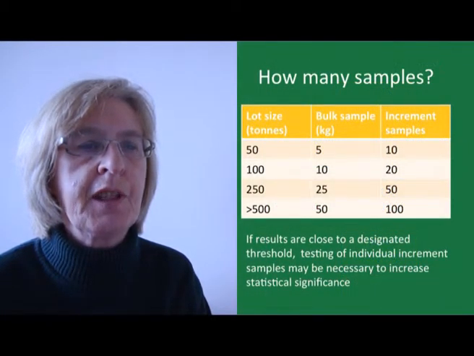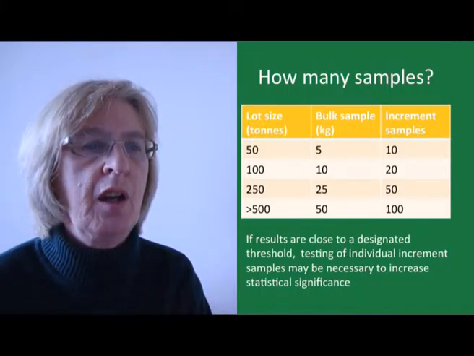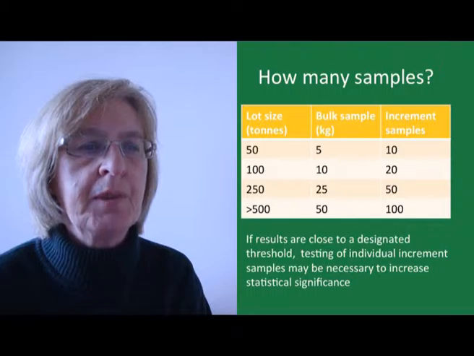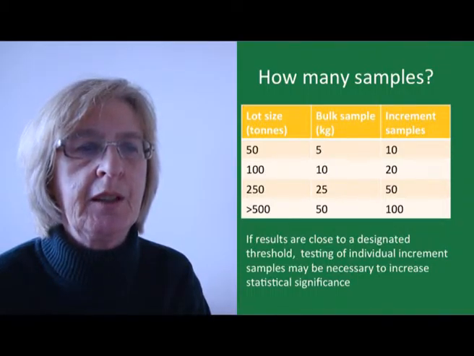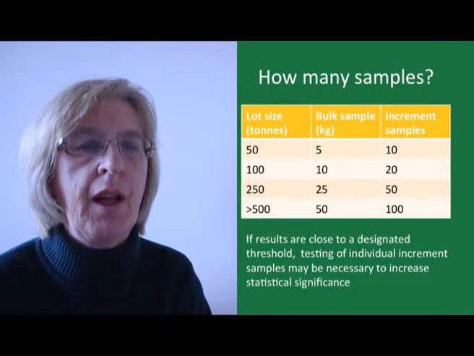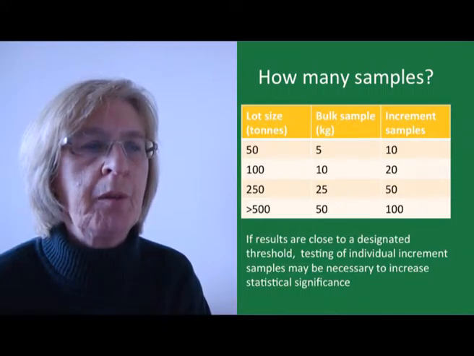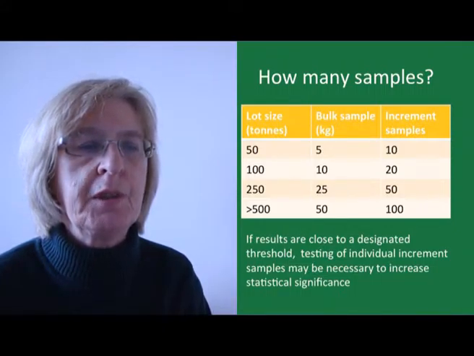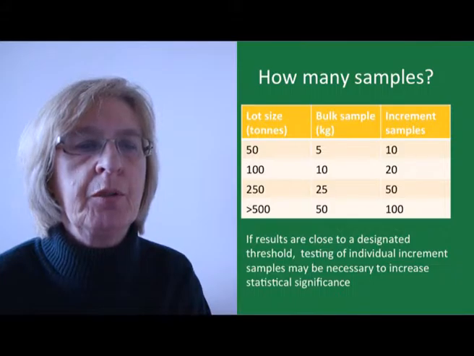Depending on the original size of the shipment, a shipment of over 500 tons would require 100 increment samples to be taken and used to produce a bulk sample of 50 kilograms. Half of each increment sample is retained separately. Then, if the results of testing from the bulk sample are close to a designated threshold for labelling, it may be necessary to test individual increment samples to increase the level of statistical significance.